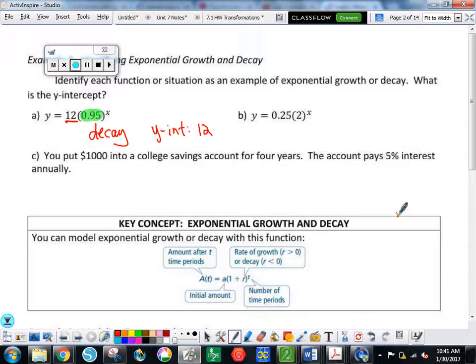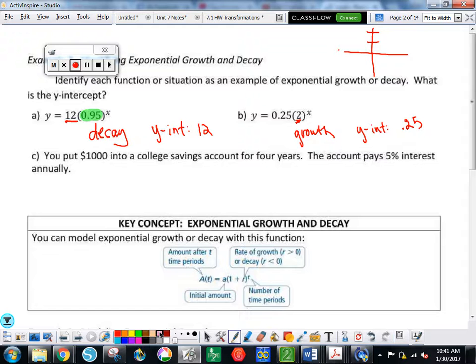What about the next one? Is that one a growth or a decay? This one, because of the 2, is a growth. And my y-intercept would be? Point what? If I were looking at this graph, this is 1, 2, whatever, I start at 1/4.